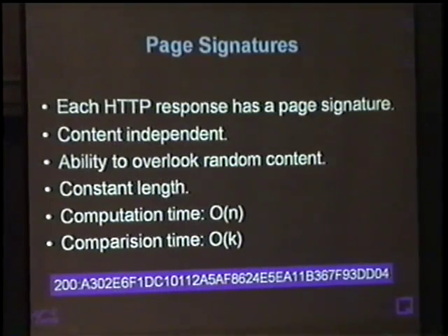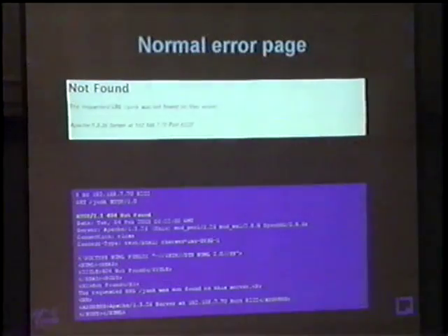For algorithmic purposes, the computation time is order of n, where n is the number of bytes of the response. But the comparison time, because it's a string of constant length, is order of k. So once you have the page signatures, working with them is very, very fast. There were other theories in the past to overcome this problem, but they were all order of n square or n log n time, and they never scale. We can't live with that.